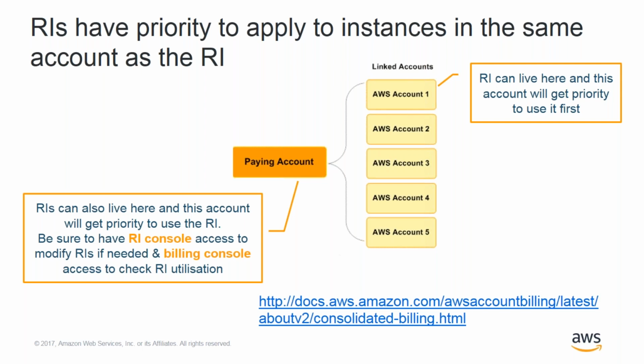For customers who don't care about that and have a central team paying for the reserved instances, quite often the reserved instances sit within the paying account instead. And so they can be placed there where the paying account gets the priority and the other accounts get randomly allocated the benefit if the paying account can't use it. If it does sit in the paying account, be sure to have RI console access to modify the reserved instances if needed, and access to the billing console is helpful to check reserved instance utilization.